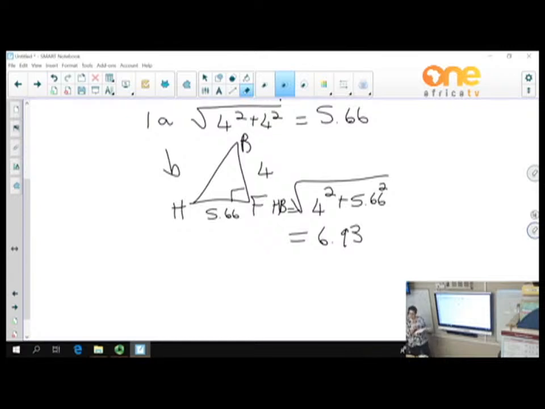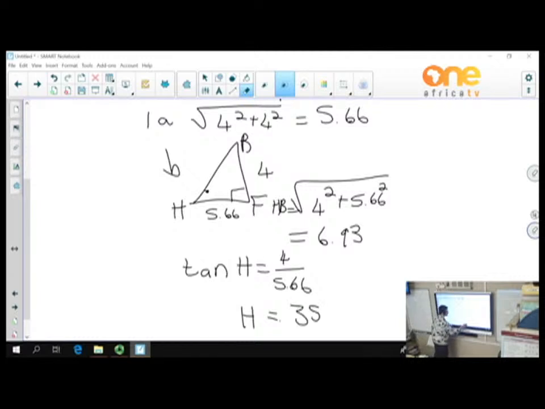Okay, and then the last one says calculate angle BHG. Now again, if you look at that cube, it's difficult, but once we go to the little triangle that you've drawn, it's easy, and we want to calculate the angle at H. So this is the one that we want to calculate. So which function? You can actually use any function here because you've got all the sides. I'm going to use tan. I usually go for the given information. So tan H is then 4 divided by 5.66. Second function tan, and we get the angle, 35.2 degrees. Okay. Right, I'm going to stop here.